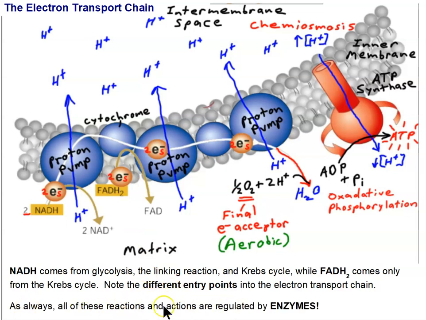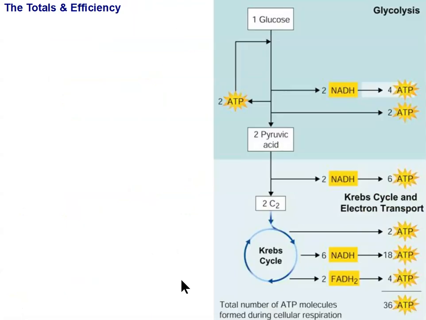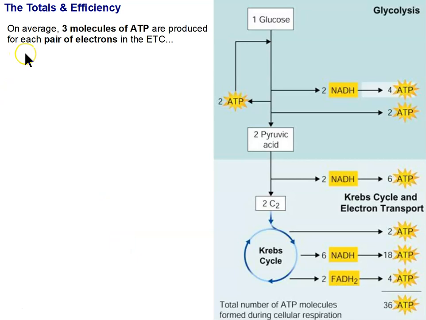And as always, all of these reactions and actions are regulated by enzymes. We're not dealing with any of the enzymes except for ATP synthase. Remember, that's an enzyme. But there are enzymes that are regulating all these other reactions that are taking place and actions too. Enzymes run everything. So here we're going to tally up all the energy we get from one glucose molecule in all these different parts of aerobic cellular respiration. And just remember, as I pointed out on the previous slide, on average, about 3 molecules of ATP are produced for each pair of electrons that travel through the electron transport chain.